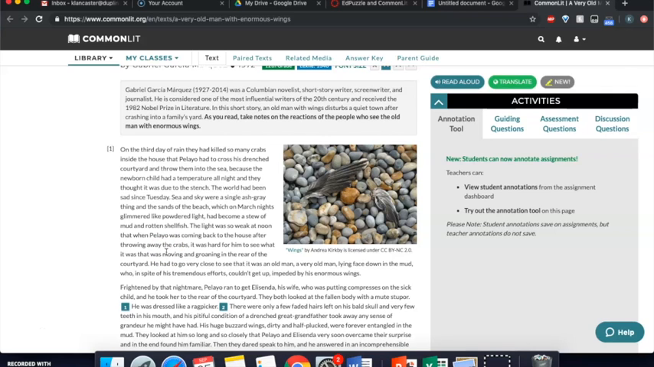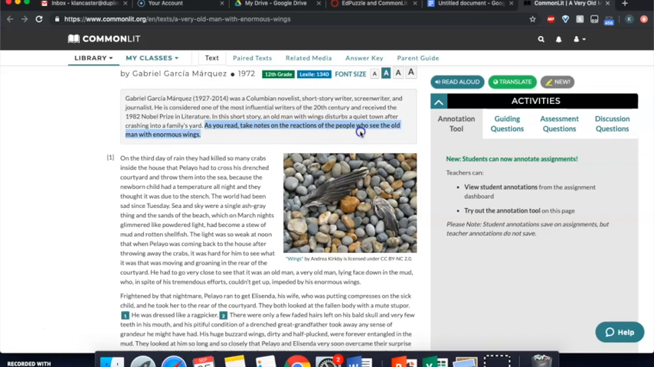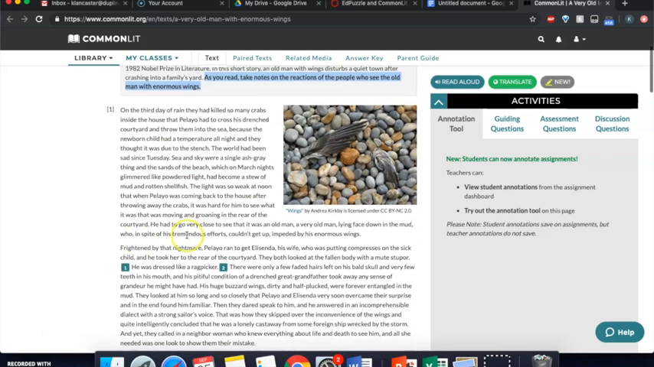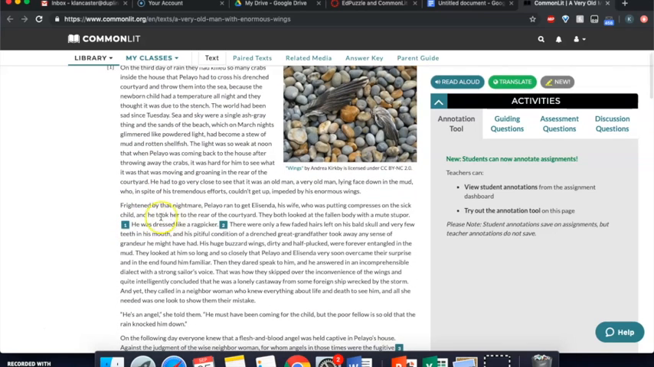The second thing I want you to do today is to annotate using the annotation tool on CommonLit. So you'll notice up here it says, as you read, take notes on the reactions of the people who see the old man with enormous wings. Alright, so we don't see Pelayo's reaction in the first paragraph, but we do see it in the second paragraph.